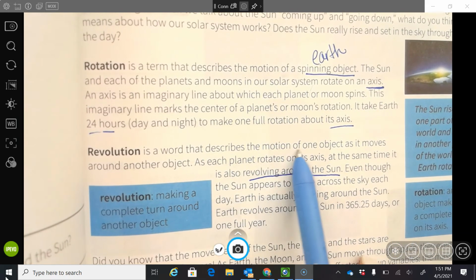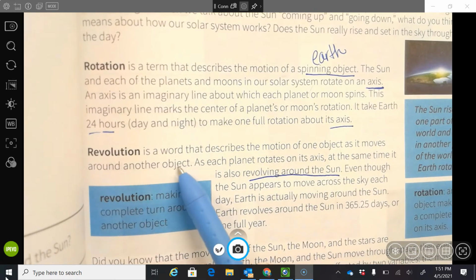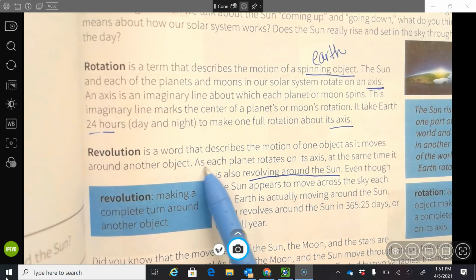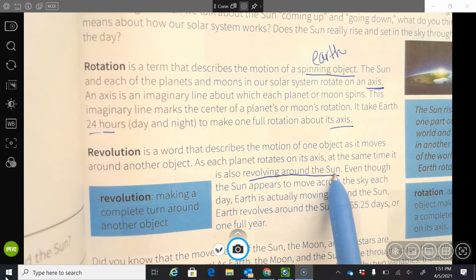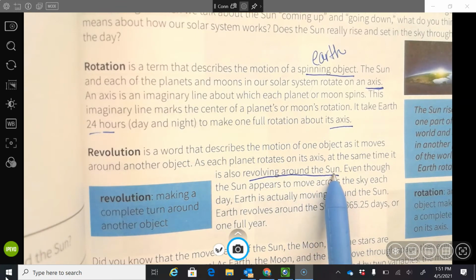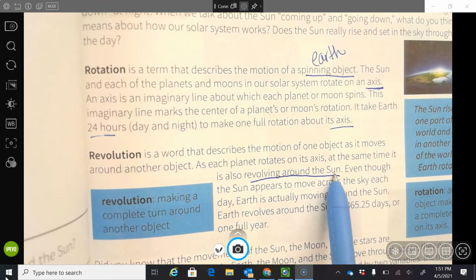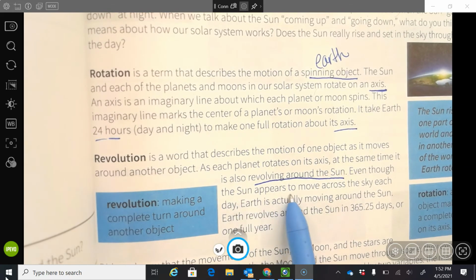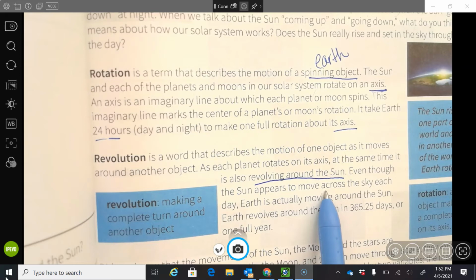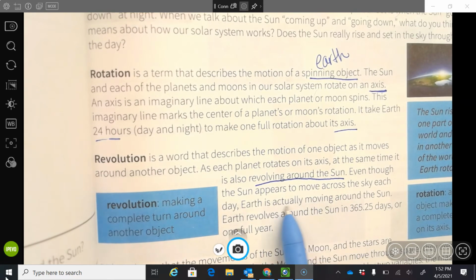Revolution is a word that describes the motion of one object as it moves around another object. As each planet rotates on its axis, it's also revolving around the sun. So is the sun moving or are we? The Earth is moving. The sun stays there and the Earth and all its planets move around it. Even though it seems like the sun is moving, like if we go to the beach the whole day, who's really moving? We are, the Earth, even though you don't feel it.